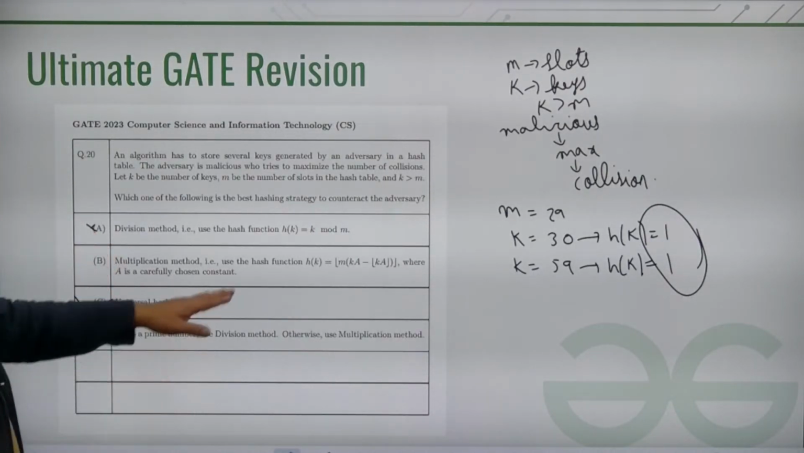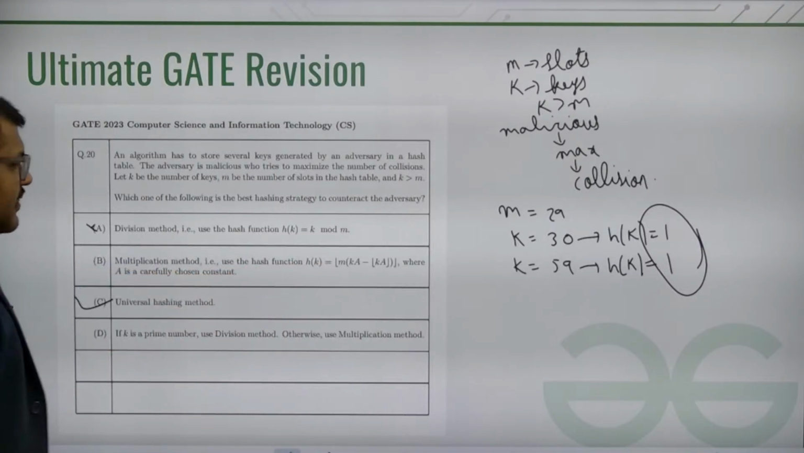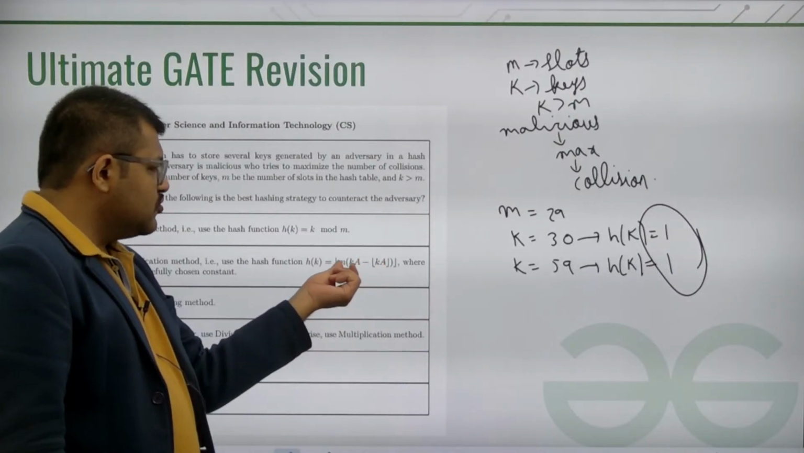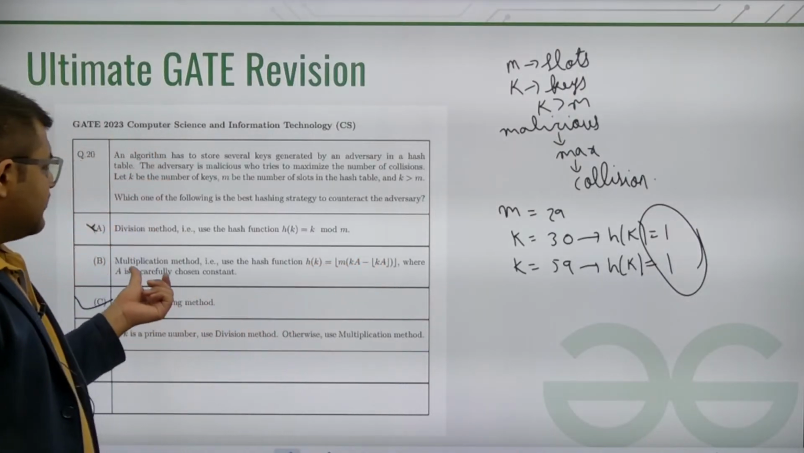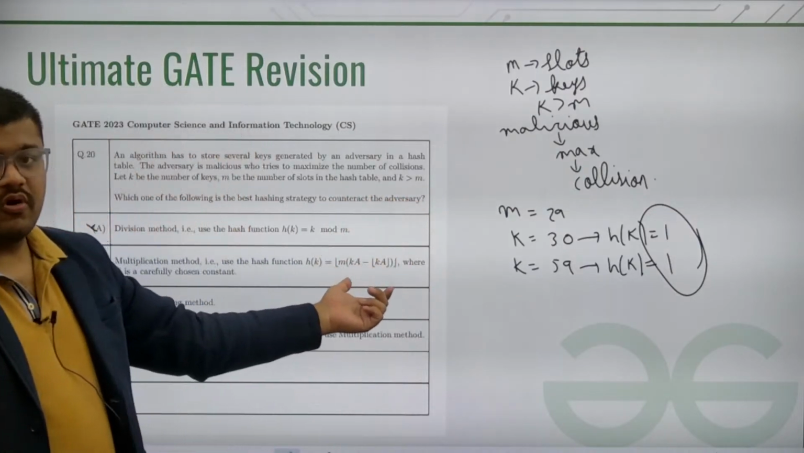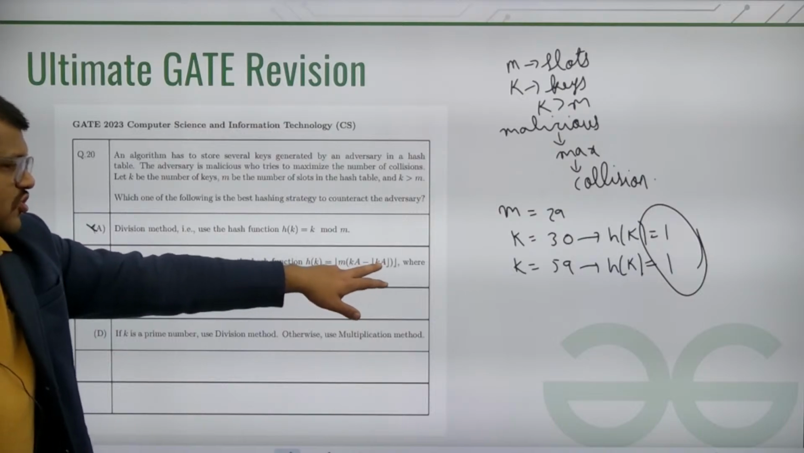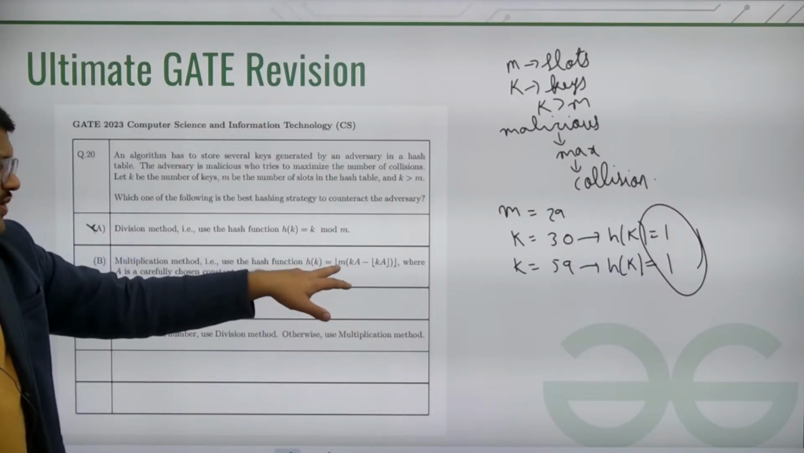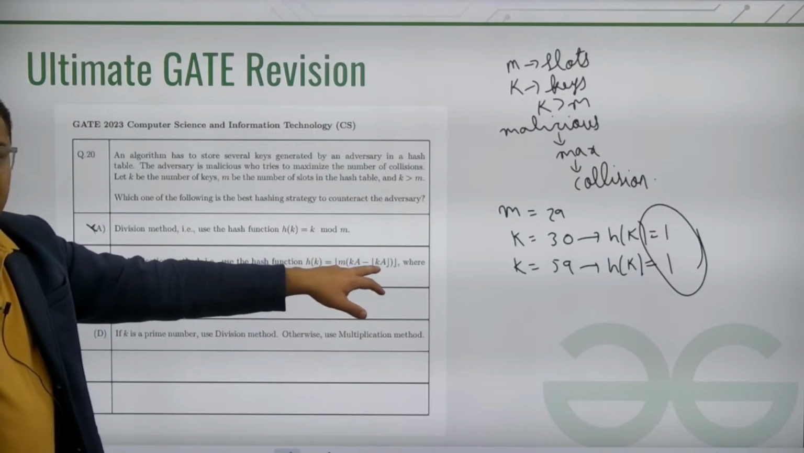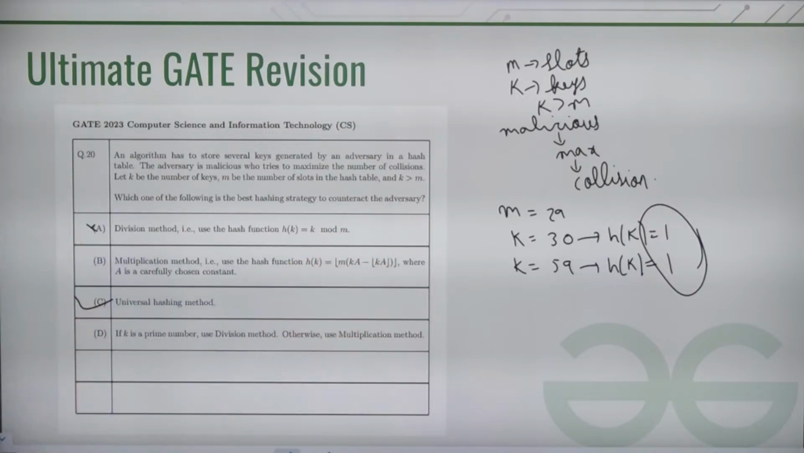Multiplication method, that is, use the hash function h of k equal to this, where a is carefully chosen. Now you see here, whatever a you carefully choose, I can select some values like how I did in division, such that collision obviously happens. Because whatever a value you select, that becomes a constant. Your m is constant. Now k minus this value, that will only remain, right? So that will also not work, right?